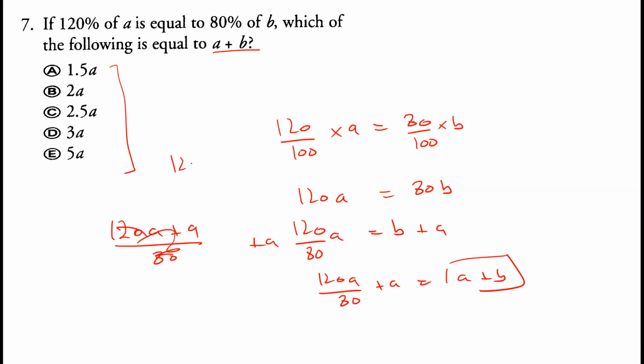So 120 over 80 A plus A equals to how much? So 120A plus 80A, multiply this by 80, and the whole decimal would be 80. So 120 plus 80 is how much? 200A whole over 80. Cancels out.